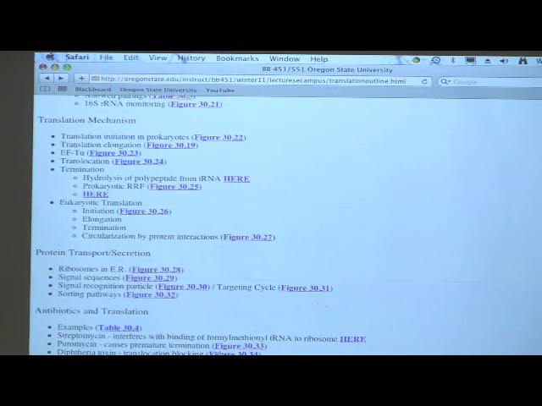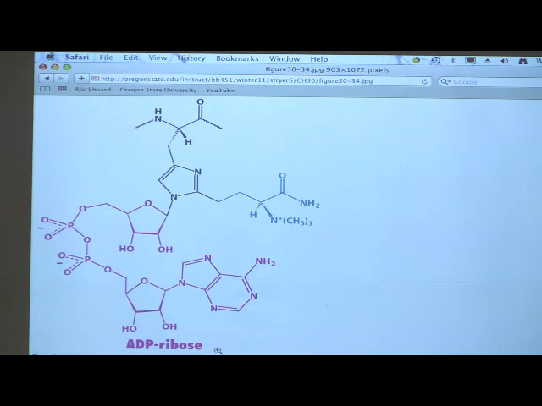And the last one, diphtheria toxin, is important because it blocks the translocation process. What it does is it actually modifies the large ribosomal RNA, the 28S ribosomal RNA in eukaryotic cells. It covalently modifies it and prevents the translocation step that happens during elongation from happening.